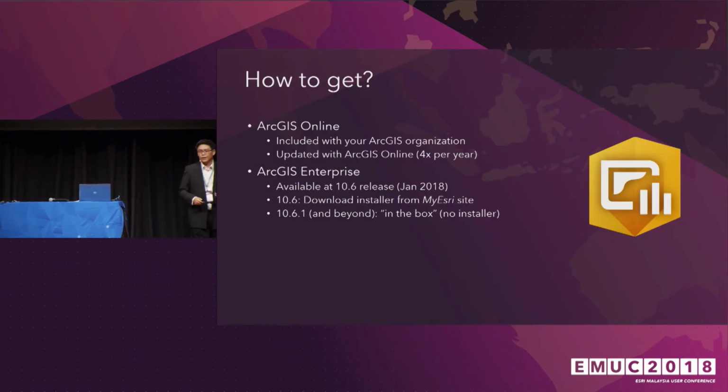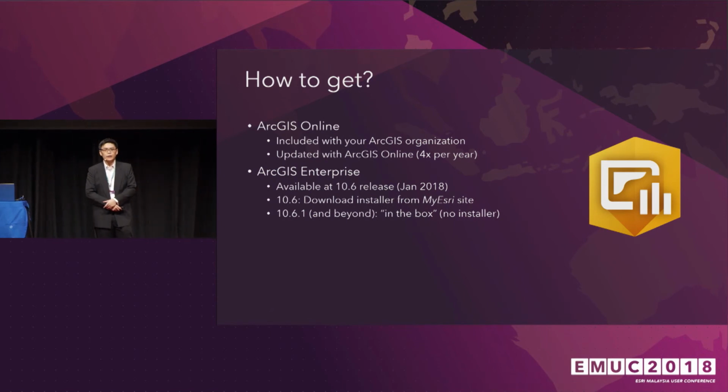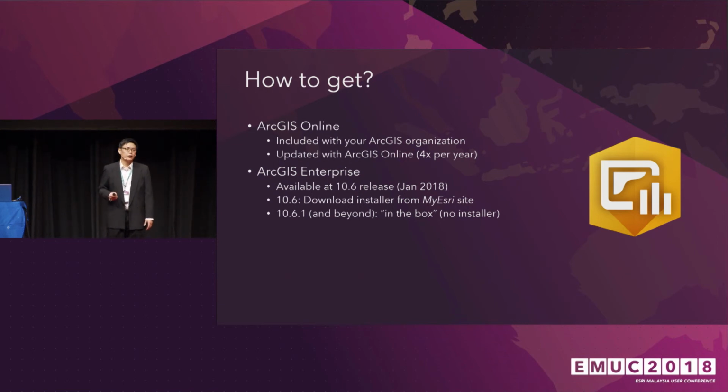So how do you get operations dashboard? It is already included in ArcGIS Online with your subscription. So it comes together with your subscription. Or if you are on ArcGIS Enterprise, it is available since 10.6. So in 10.6, you have to download separately the Operation Dashboard installer from my Esri. In 10.6.1, it's already come together with the enterprise installation once you install your ArcGIS Enterprise.